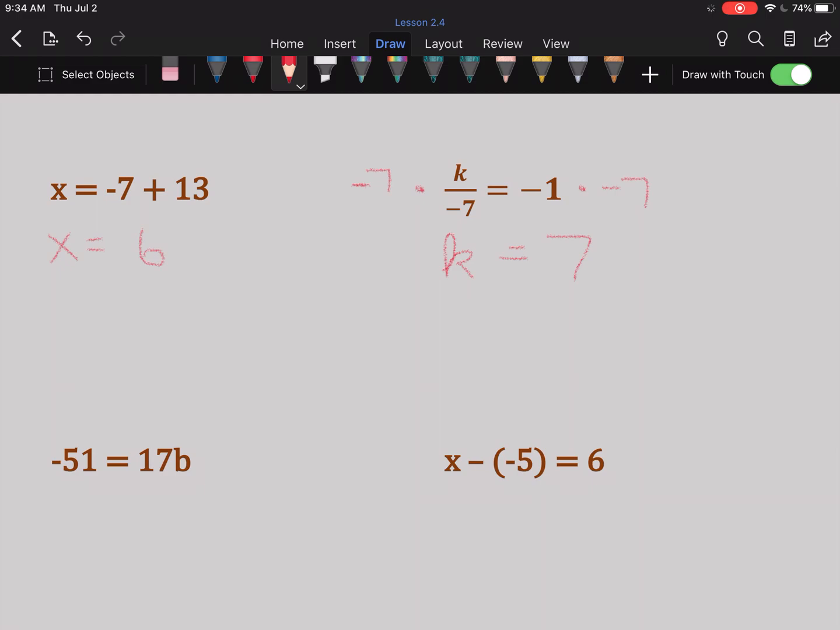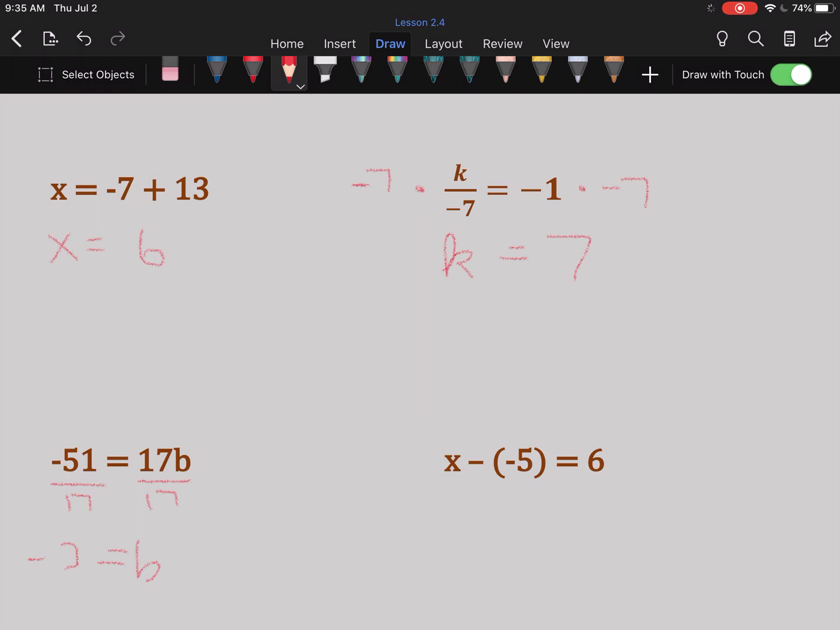Down here, I've got negative 51 equals 17 times b. So I will divide both sides by 17. 51 divided by 17 is 3. And those have different signs. Different signs when dividing gives us a negative number, sorry. So we'll have negative 3.